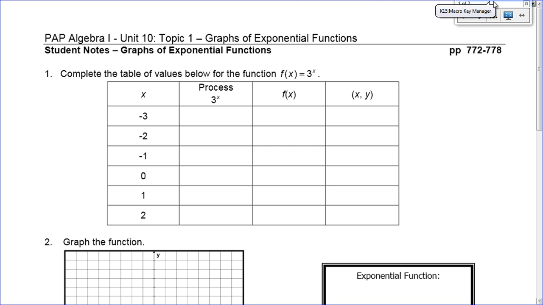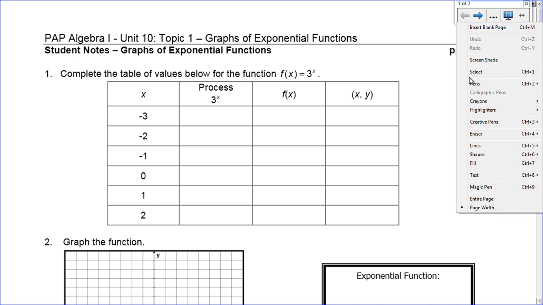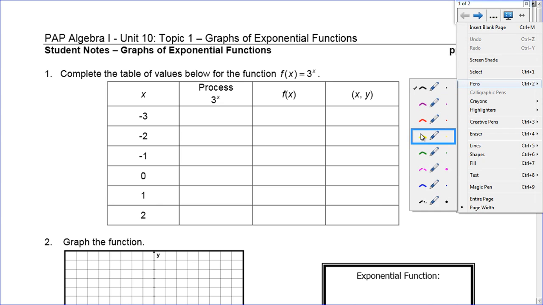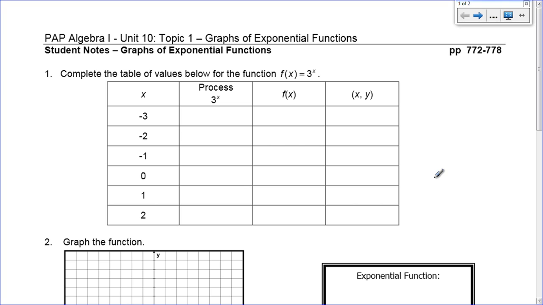It gives you a process column where you can show the work that you did, but y'all all know by now that we can take our calculator and type that into our calculator and just fill in the table from there. So I'm going to skip this process column and go to my calculator and type into y equals 3 to the power of x.